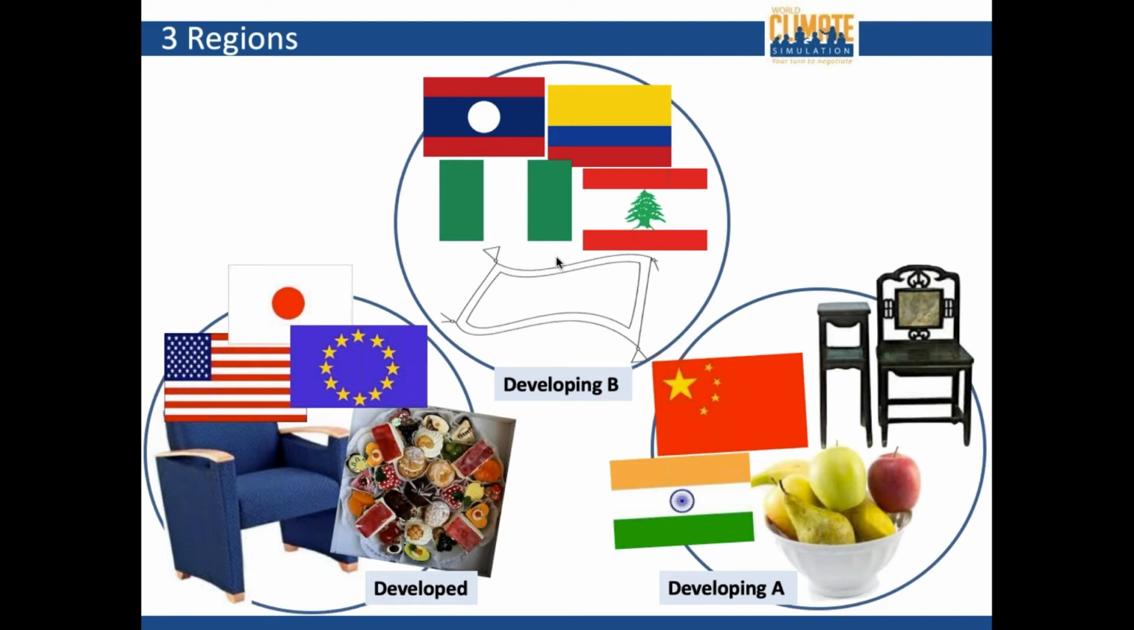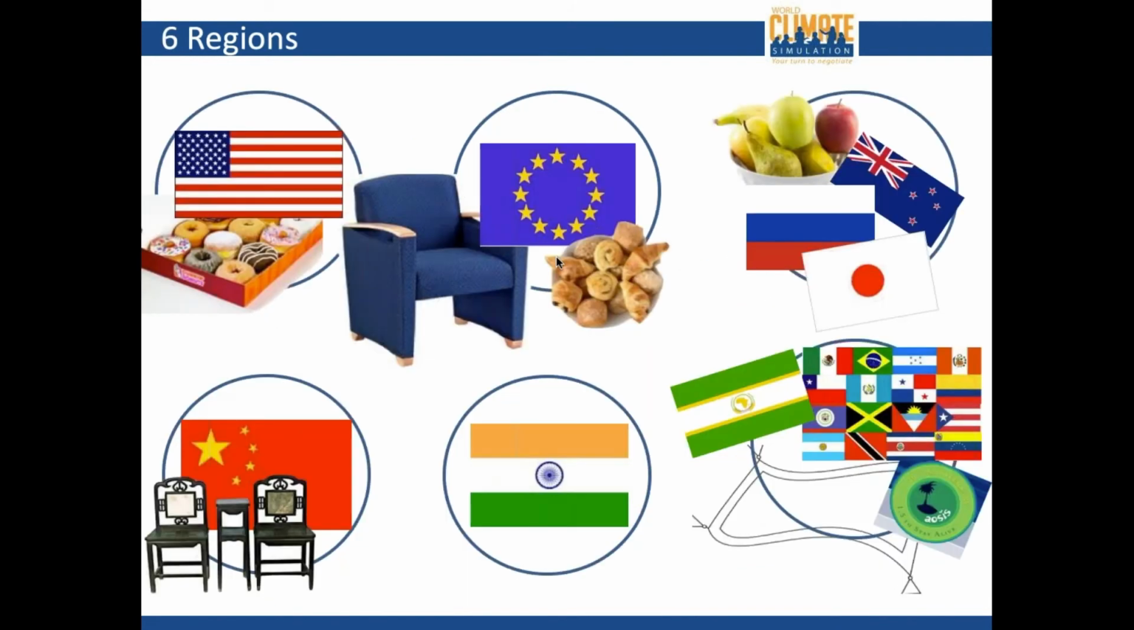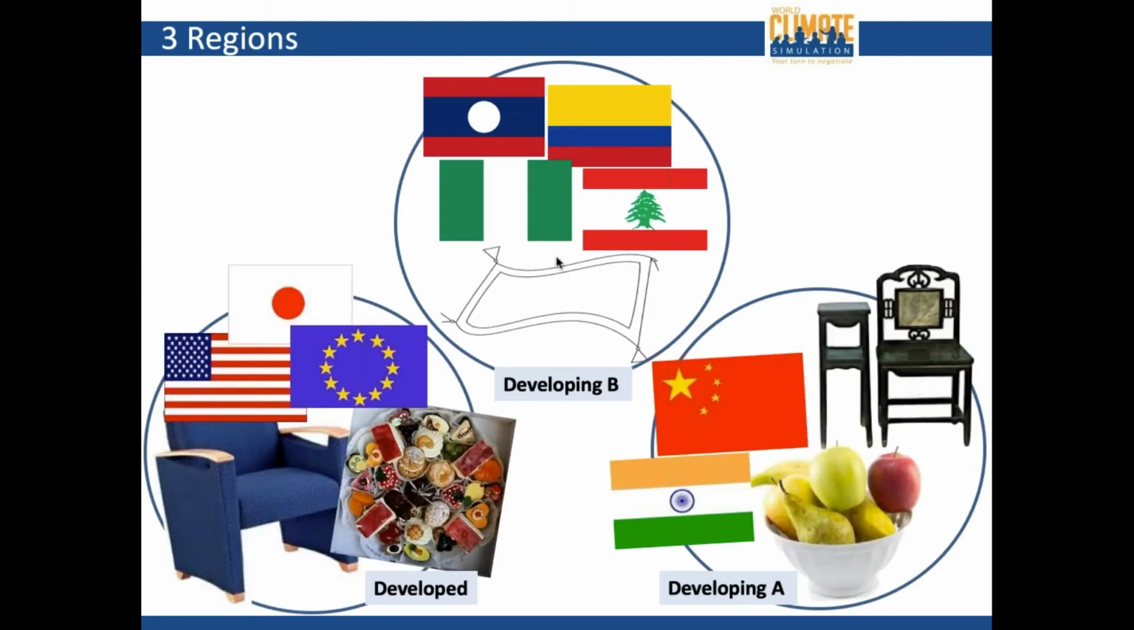So that's really how we suggest people choose the different versions. The 6-region is more kind of any size in the middle there. So in the 3-region version, we break it up into developed, developing A, and developing B.